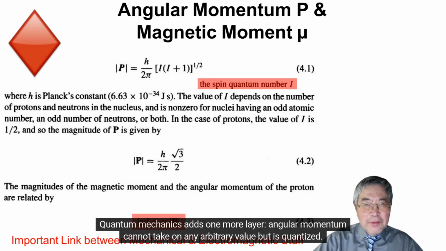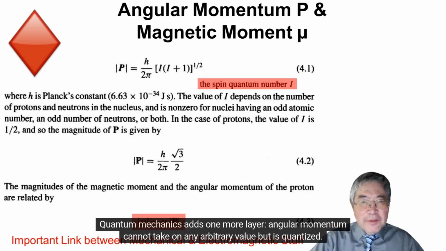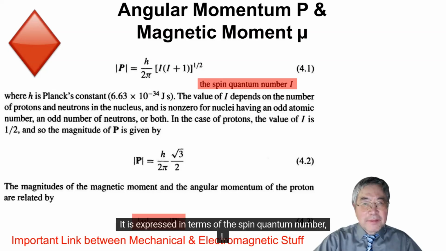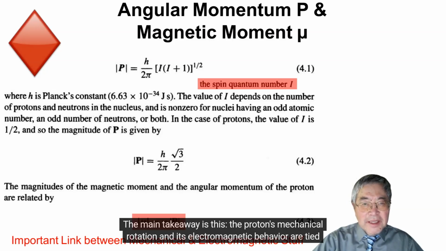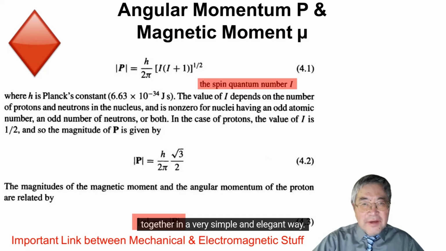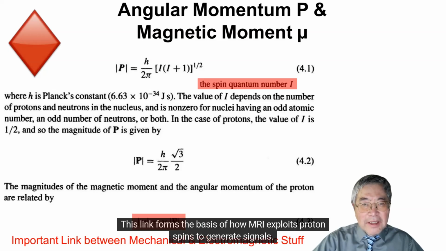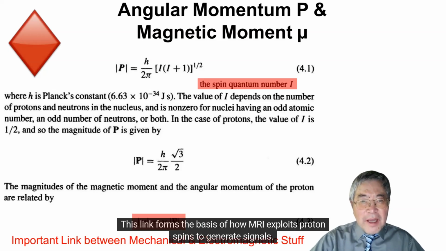Quantum mechanics adds one more layer. Angular momentum cannot take on any arbitrary value but is quantized. It is expressed in terms of the spin quantum number I. For a proton, I equals 1/2, so the angular momentum follows a specific formula. The main takeaway is this: the proton's mechanical rotation and its electromagnetic behavior are tied together in a very simple and elegant way. This link forms the basis of how MRI exploits proton spins to generate signals.